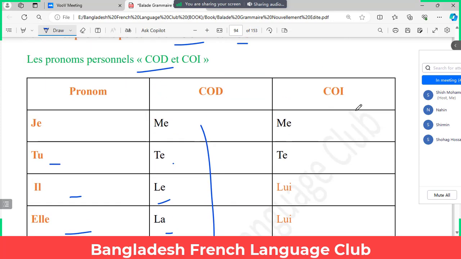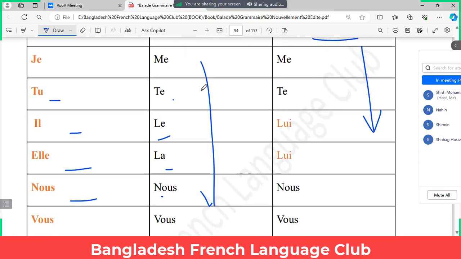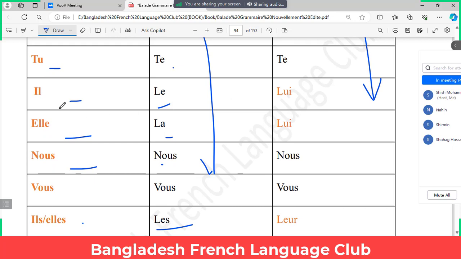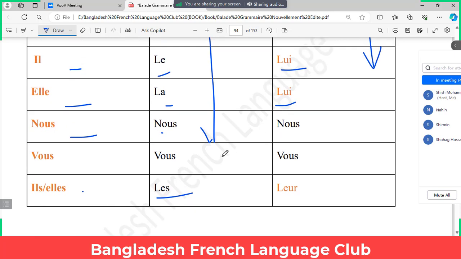And in this line, this is the indirect object complement. It is the same thing as the direct, for me, te, nous, vous. Just change here, like il and elle become lui. Okay, il and elle become lui. And nous and vous are the same again, and ils and elles become leur. There is a bit of change.